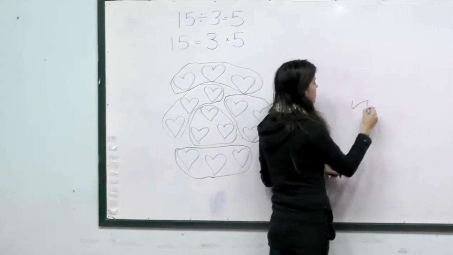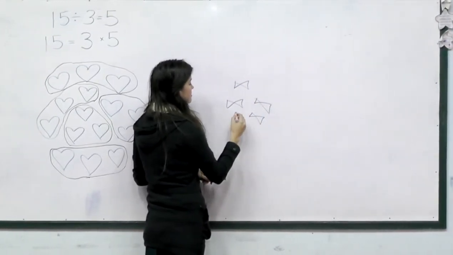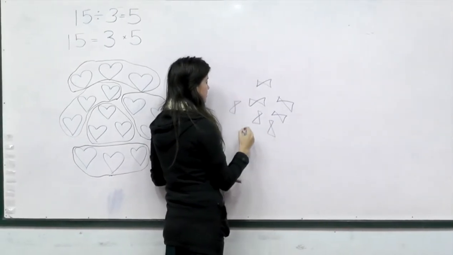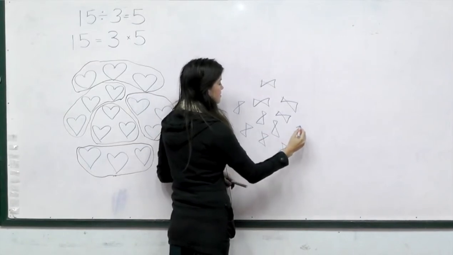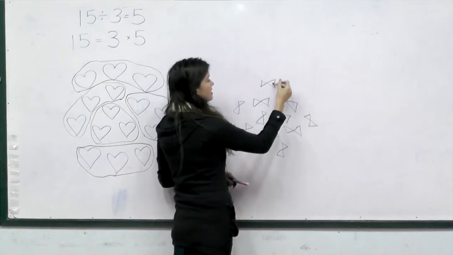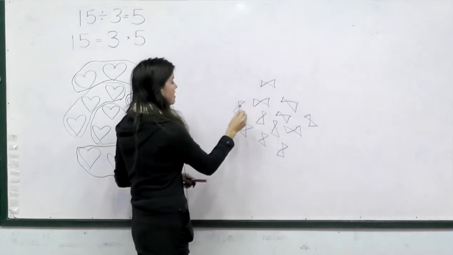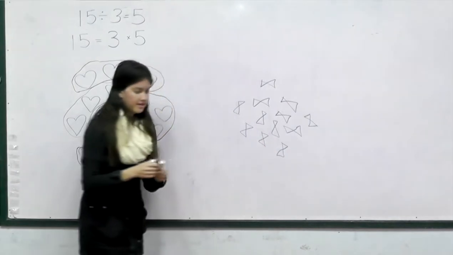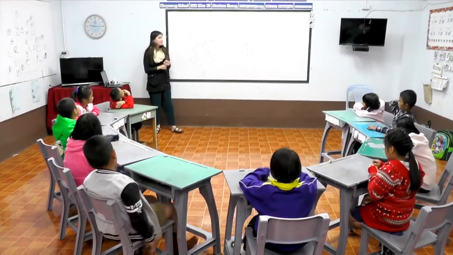Let's do candy. Help me count how many candies we have. 3, 4, 5, 6, 7, 8, 9, 10, 11, 12, 13. Hold on. I don't think we have that many. 1, 2, 3, 4, 5, 6, 7, 8, 9, 10, 11, 12. Okay, let's do 12. So let's make groups of 2.